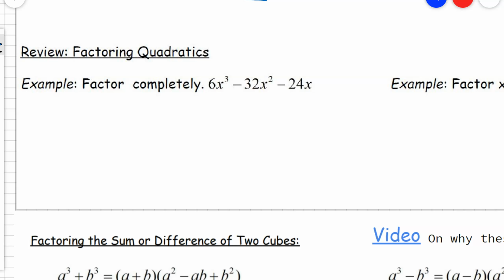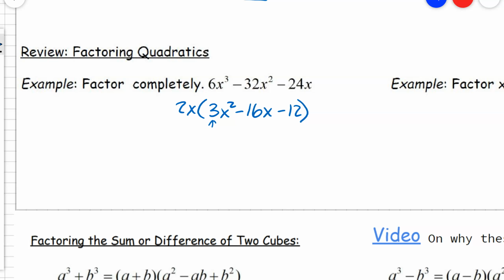Alright, so looking at this, I noticed something about the three terms. These three terms are divisible by 2, they're all even, and there's an extra x value. So we can go ahead and divide out a 2x on the outside. So we're left with 3x squared, whoops, I forgot the squared, minus 16x minus 12.